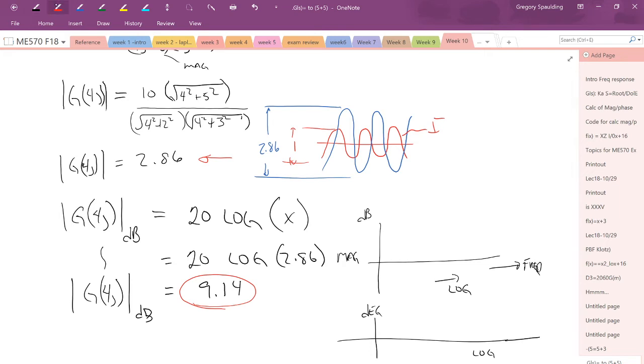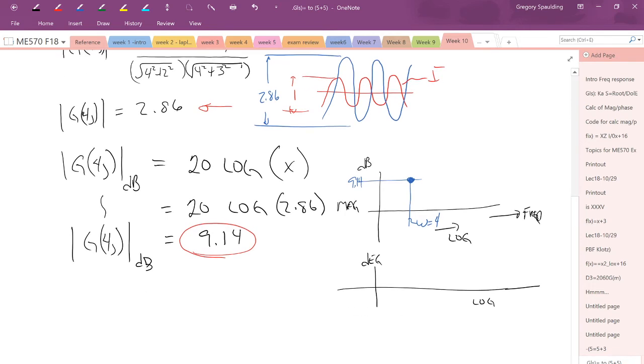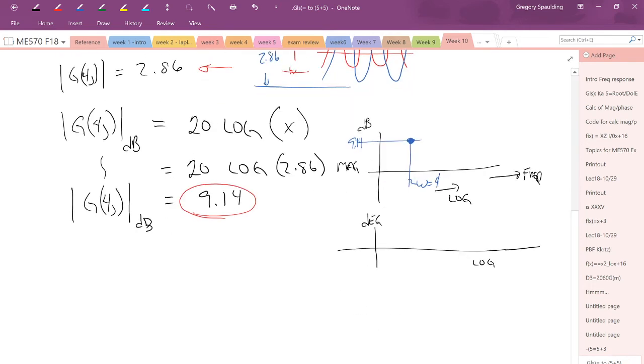So if we were wanting to plot this, we would come out here to omega equal 4, and we would come up here to 9.14, and we would plot that point in there on our magnitude plot. Okay, so we would have 1 point on our magnitude. Now, what do we do about the phase?